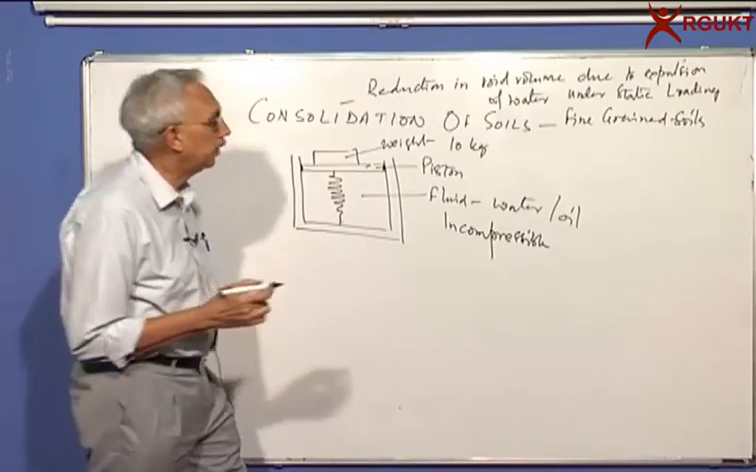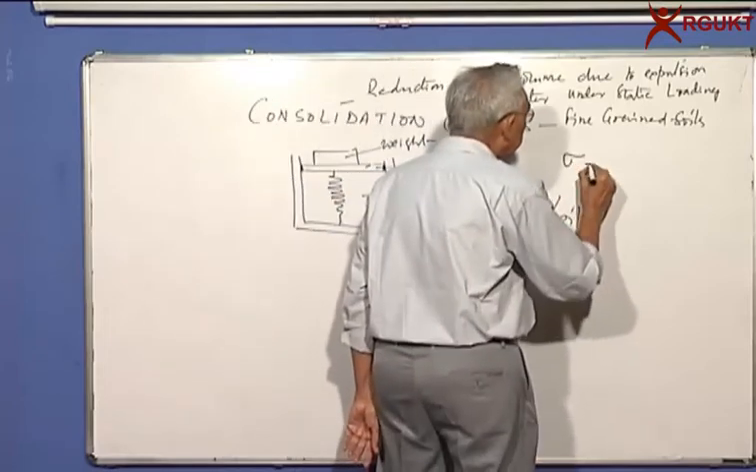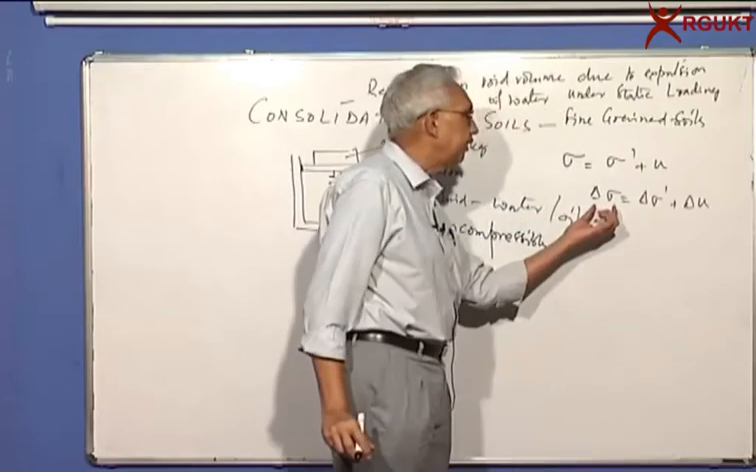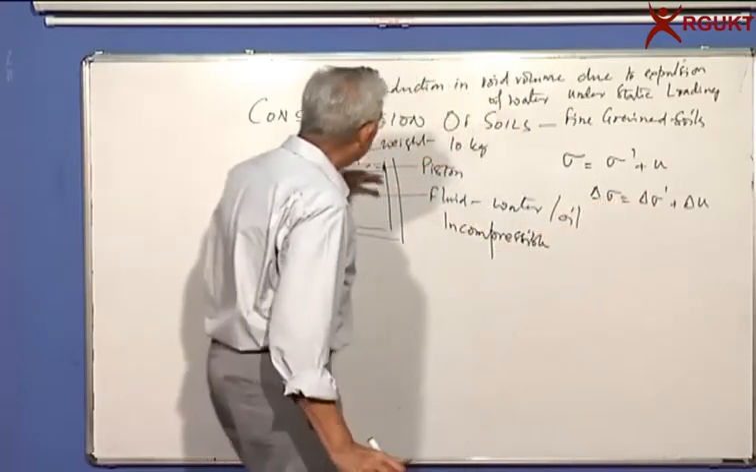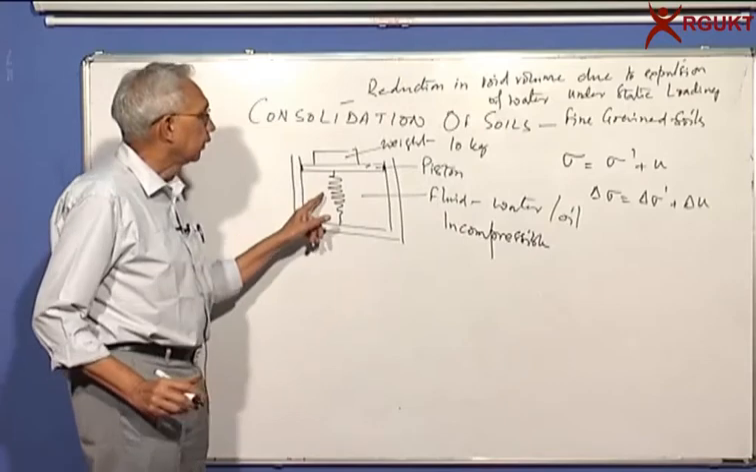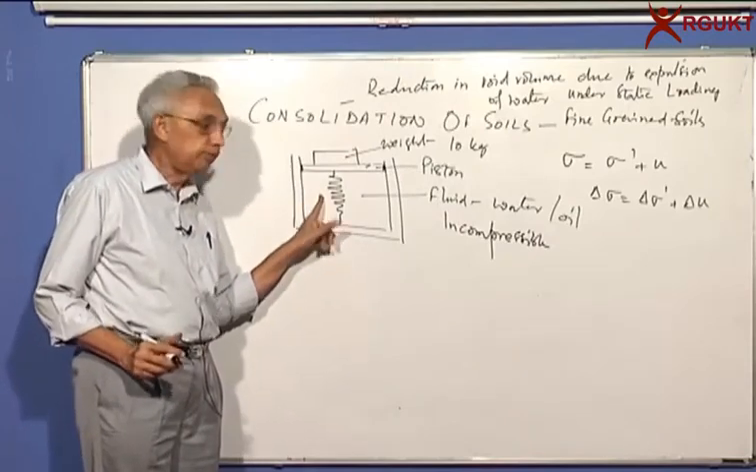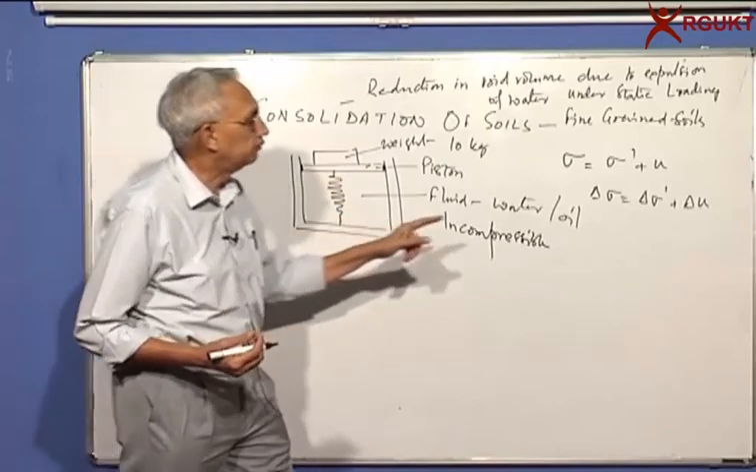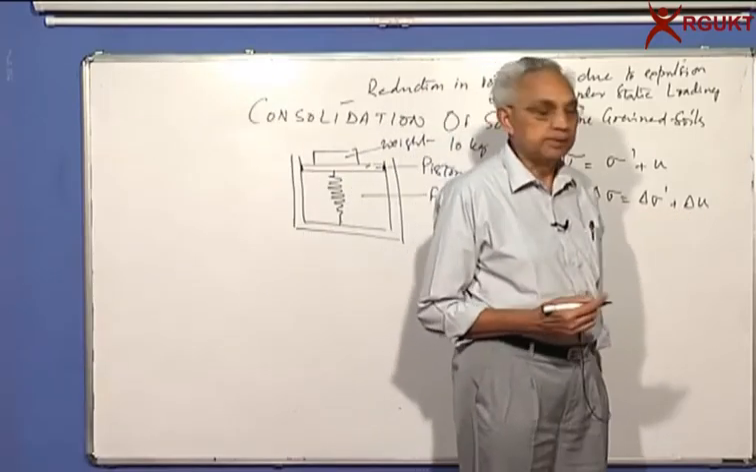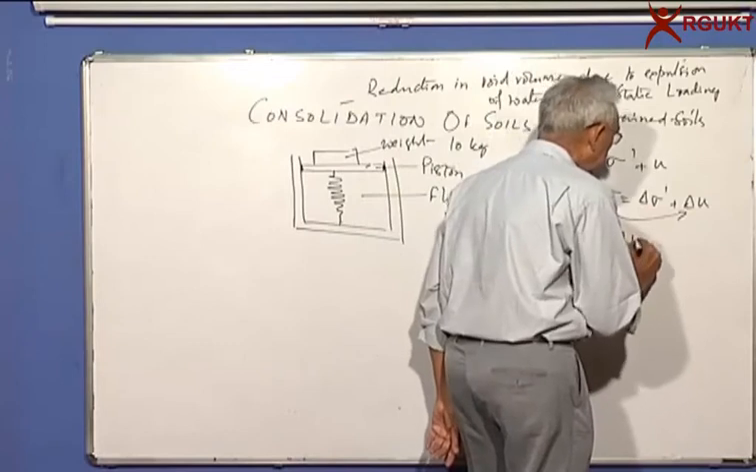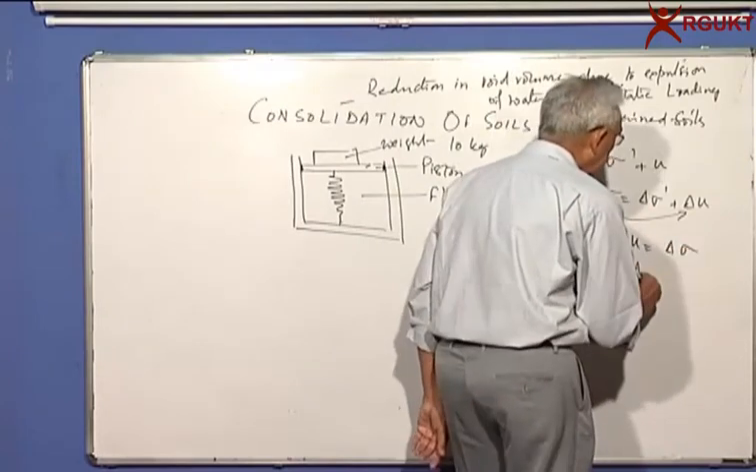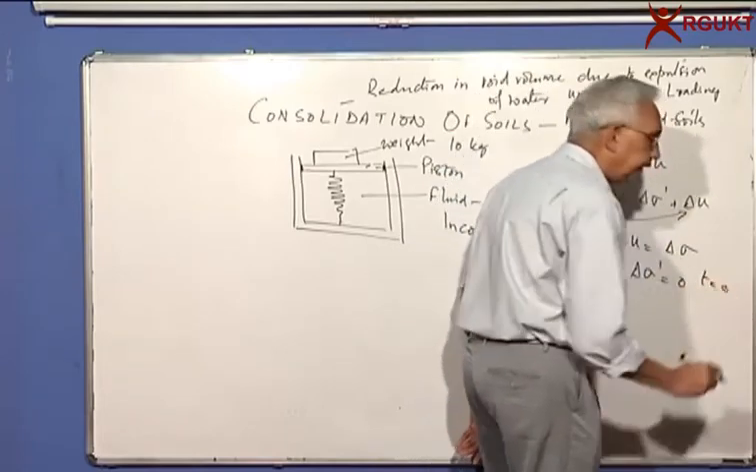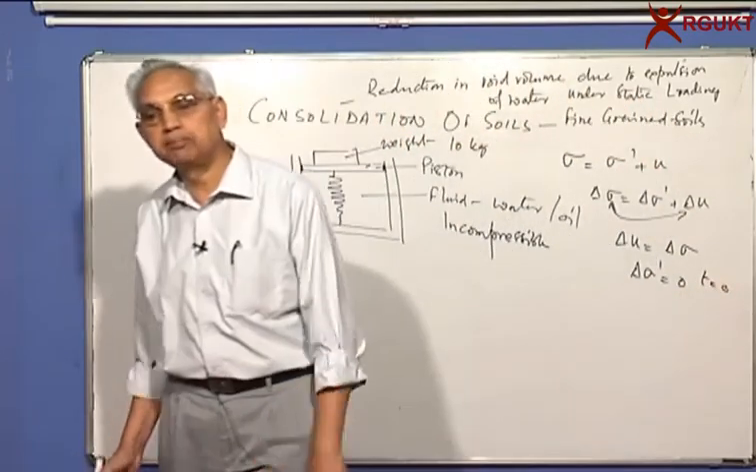Again, this is where you have the effective stress principle. Now we'll make it increments. So if I increase the total stress, if the piston doesn't go, the spring does not compress, which means it cannot deform, and all the applied load will go to the pore pressure. So this is what happens. Delta U is equal to delta sigma. Delta sigma prime is 0 at t is equal to 0. At t is equal to 0 means at the beginning of the experiment.